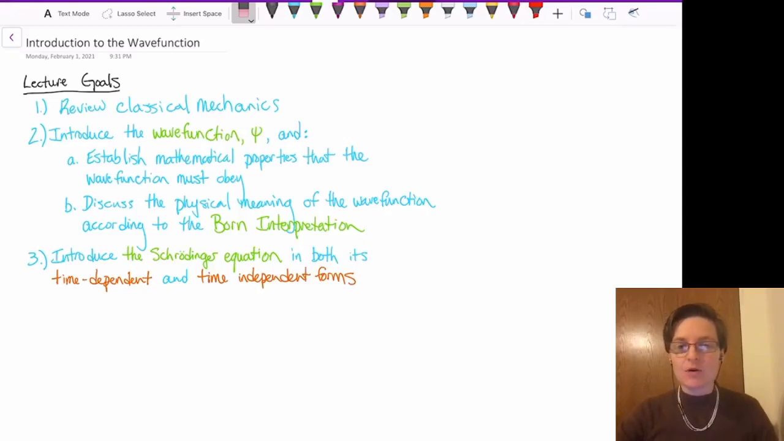So today's goal is going to be to introduce to you something called the wave function. And to get to this point of understanding the wave function, which is the central concept of really most of quantum mechanics, there's going to be a few steps that we go through today to get there.